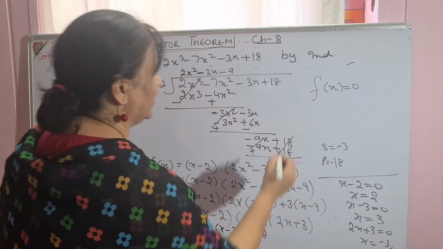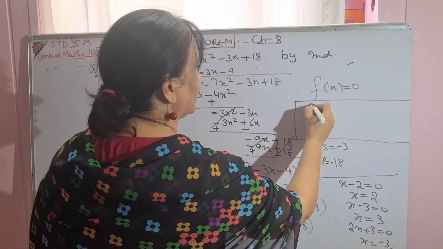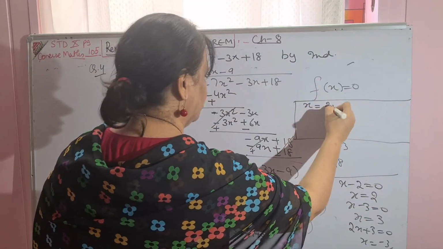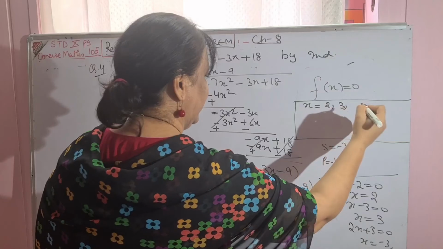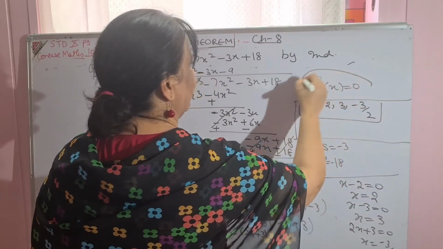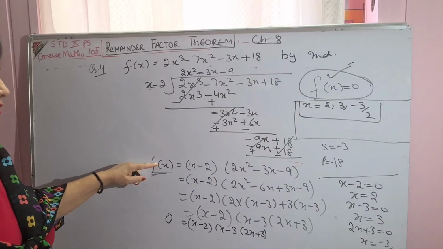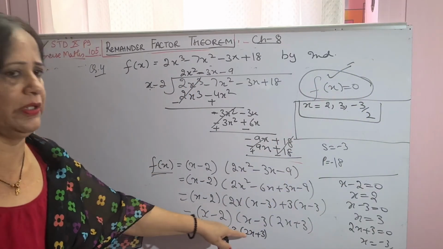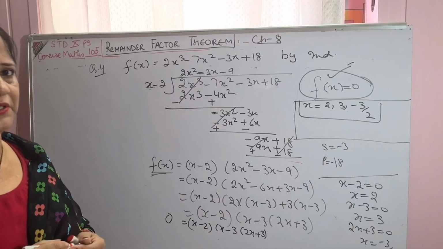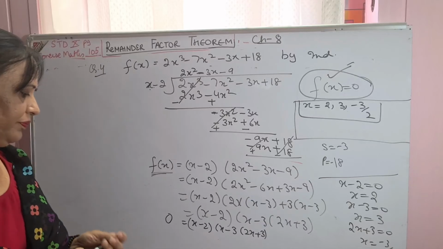So what is my answer? I am writing here in the box so that it is visible to you. My answers will be x is equal to 2, x is equal to 3 and x is equal to minus 3 by 2. In this particular question they have asked me to put f(x) is equal to 0, so I have put f(x) is equal to 0 and got all the possible values of x. So I hope you have understood the meaning of the line f(x) is equal to 0.